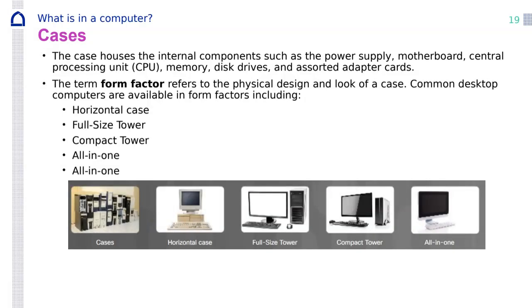What about the case? Each computer has a case. There are different types of cases. We have something called horizontal case, or we have full-size tower case, or we have compact tower. You know these computers, like this one here. This is compact tower, right? And we have all-in-one, meaning all the computer is in one system. Like there are some HPs, Mac, like that.